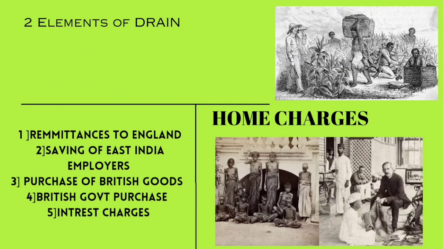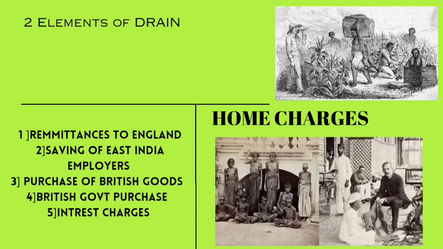And the third one is the remittances for purchasing British goods demanded by the British employees, as well as purchasing British goods in India, and the government purchase of stores manufactured in Great Britain. And the last, the interest charges on public debt held in Britain, which excluded interest payments on railway loans and other debts incurred for productive works.